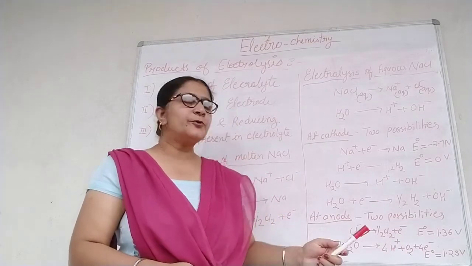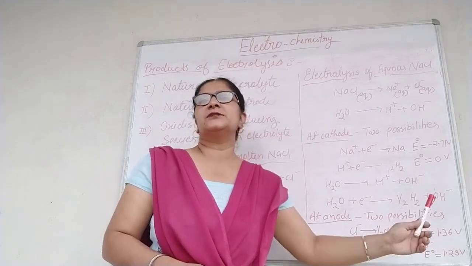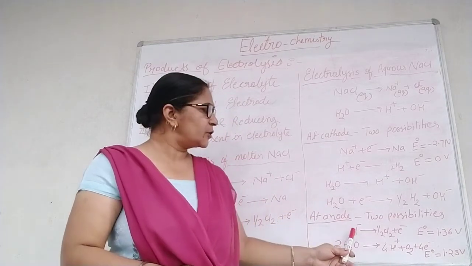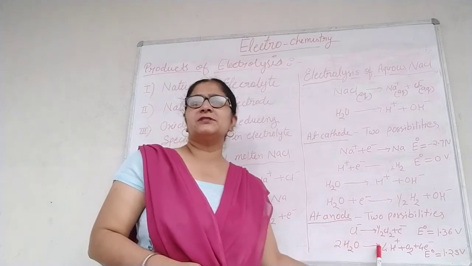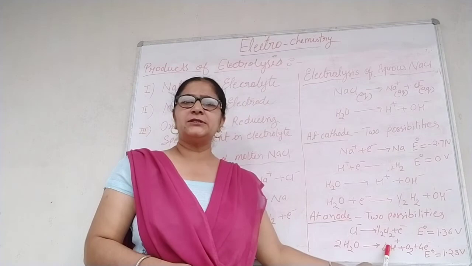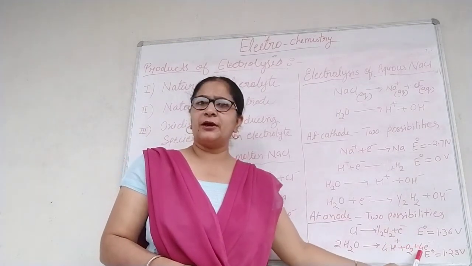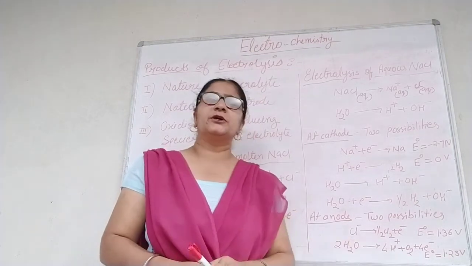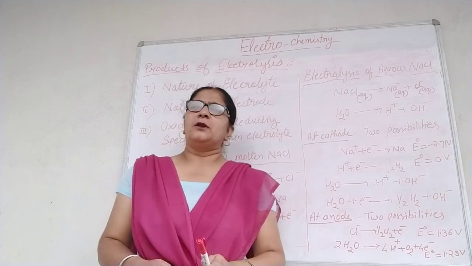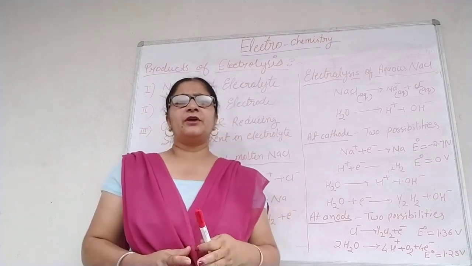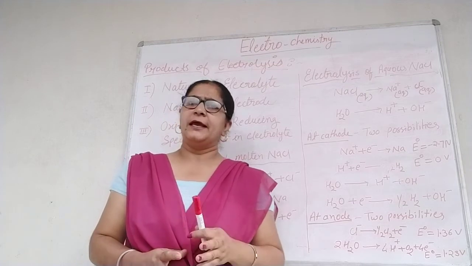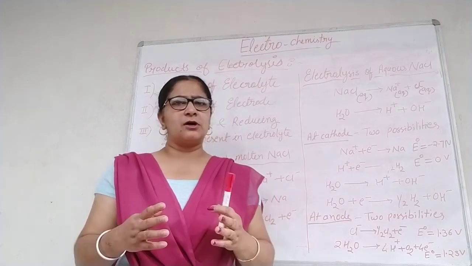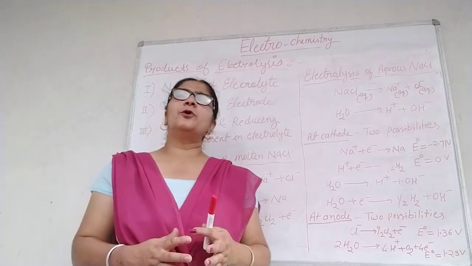Here the electrode potential is 1.36 volt. On the other hand, the second option is that water molecule will get oxidized to give 4H+ plus O2 plus 4 electrons. For this reaction, the value of electrode potential is 1.23 volt. Now we all know that the reaction having lower value of reduction potential is favored at anode. So here water should get oxidized to give oxygen gas as it is having lower value.